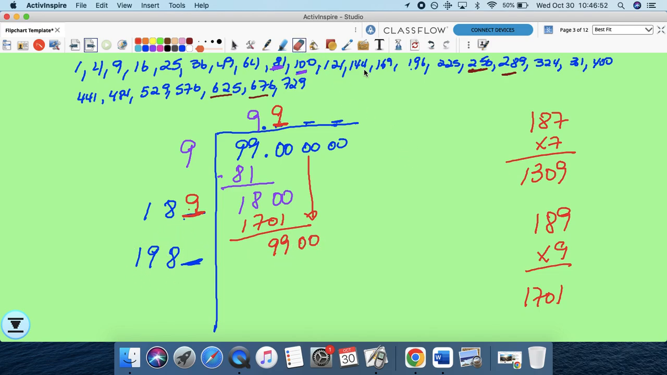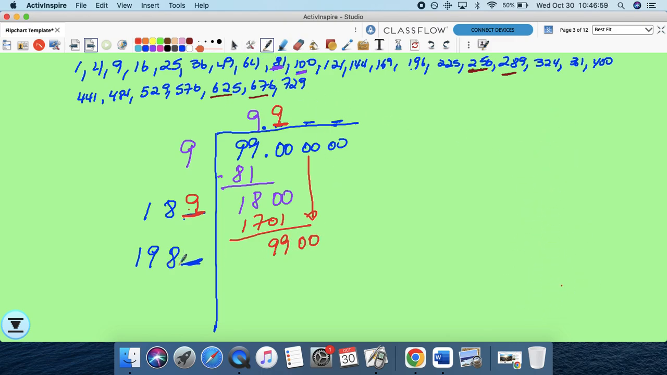Now, this number is close to 10,000. This number is close to 2,000. So if I were to take a guess, I would say 5 times, because 2,000 goes into 10,000 5 times. So let me try that. If I put a 5 here, I would put a 5 here. Let's see if that works. So it's 1,985 times 5. And we get 9,925. That's pretty close.